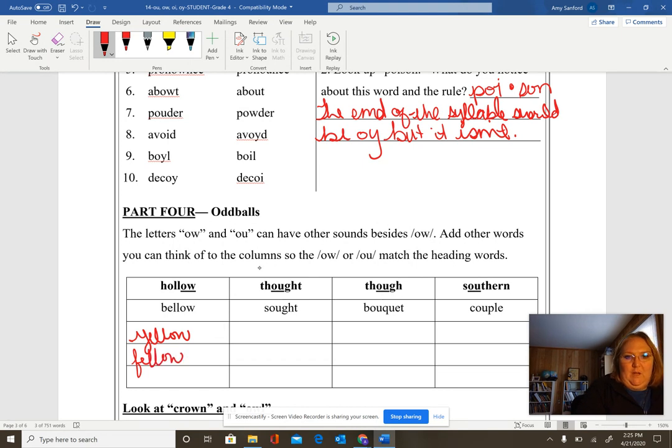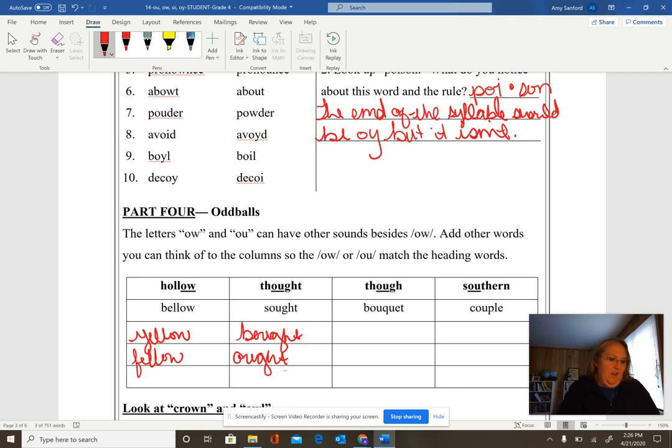I'd love to see what you come up with right there for another word that ends in OW, like bellow. We have thought and sought. What about bought? Have you bought anything lately? Bought? Or I ought to get my homework done first, right? Ought. What else could you think of right there?